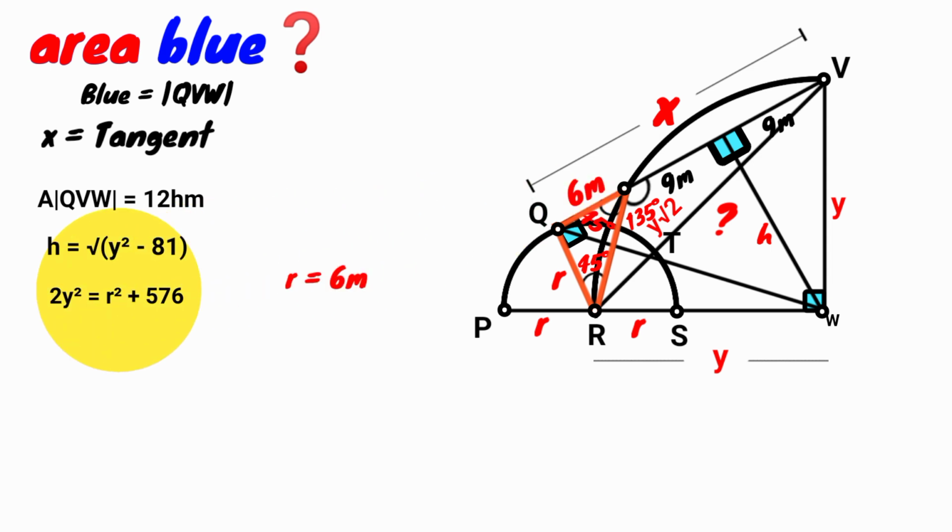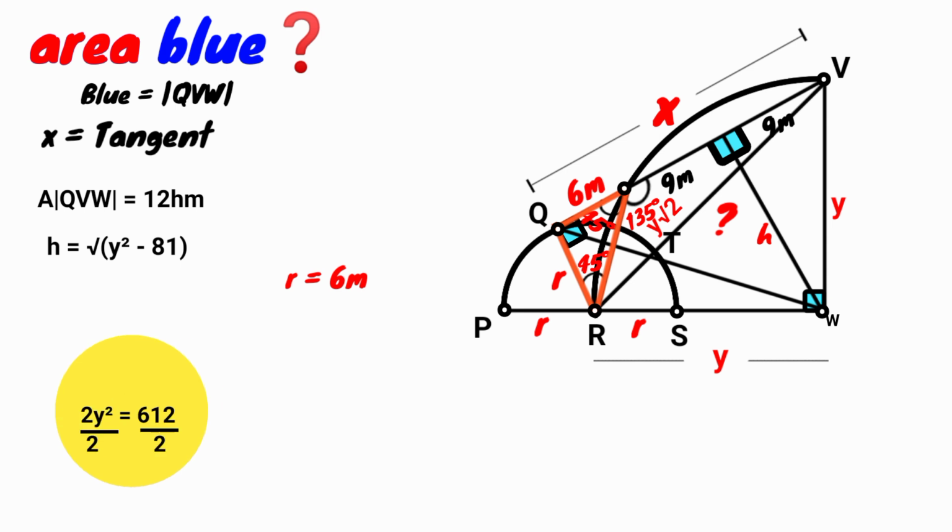Come here, substitute r equal to 6. 6 squared is 36. 36 plus 576 is 612. Divide both sides of the equation by 2. Here 2 cancels 2, while here 612 divided by 2 is 306. Take the square root of both sides of the equation. Here square root of y squared is y, while here square root of 306 is 3 root 34. So y equal to 3 root 34.